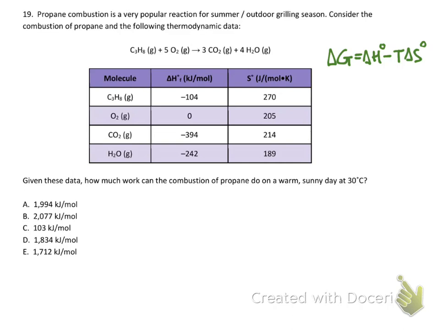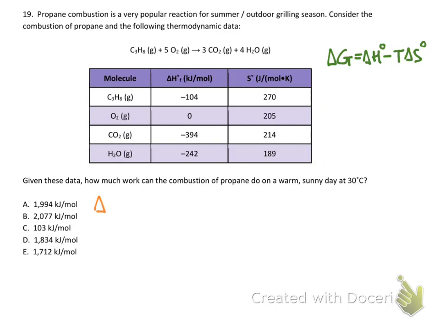All right, but wait a minute. We're only given the information about the molecules here. So we're given the enthalpy of formation and the absolute entropies of all these molecules. But we need it for a reaction. That means we need the products minus reactants rule. So we're going to do the products minus reactants rule for both enthalpy and entropy. Then we'll have everything we need to answer this problem.